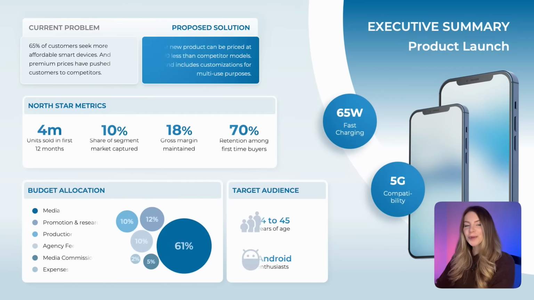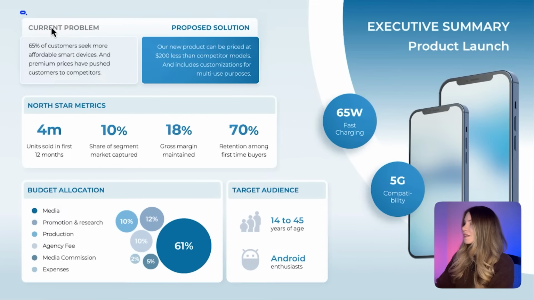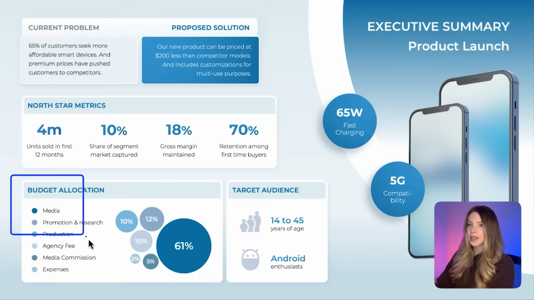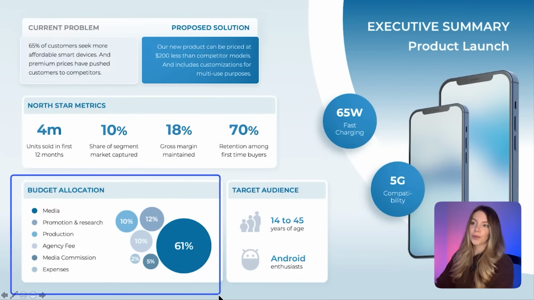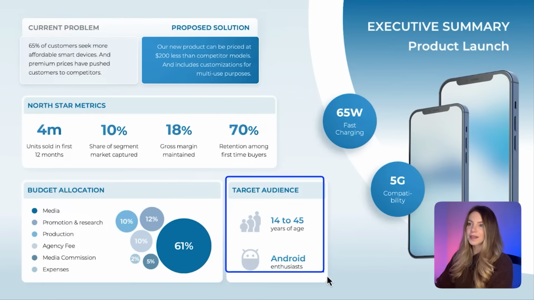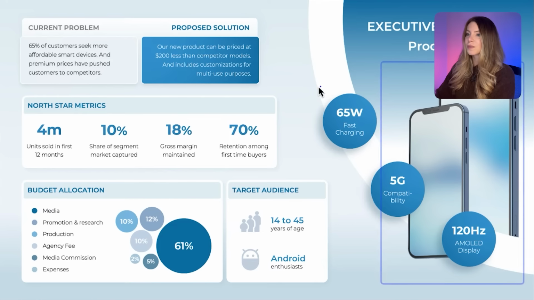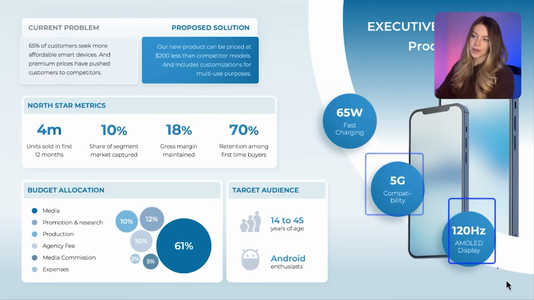The product team executive summary slide should communicate what problem the product is addressing, the North Star metrics to evaluate product success, the budget allocation needed for its go-to market, and the target audience the product serves. If you already have a mock-up of how this product should look like, you can also add that to the slide as a visual reference over here, along with its main technical features.